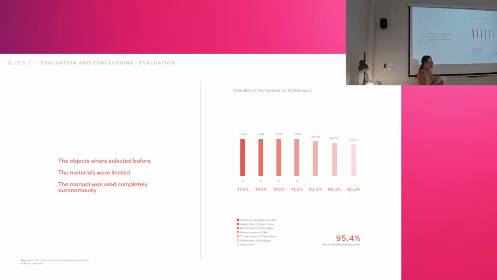And 100% of the participants understood the concept, applied at least one operation, and connected the proposal with one principle. They also told us that they could repeat the process with another object. Autonomy reached 85.3%, which is the lowest value that we have. But it's interesting because compared to the first workshop, it was a better record, and it happened with less external support.